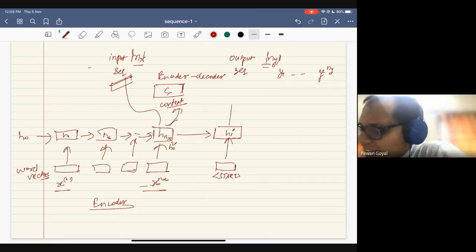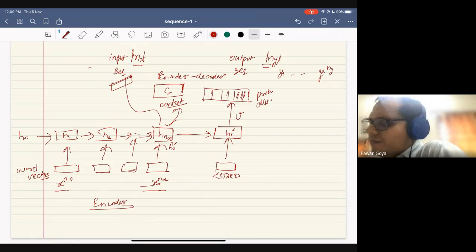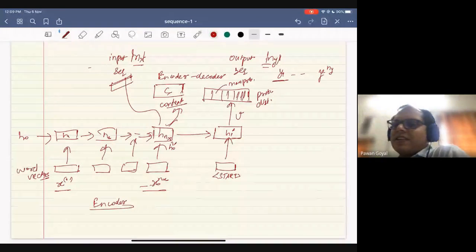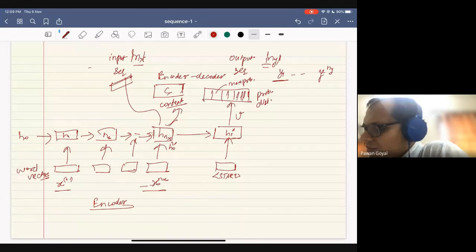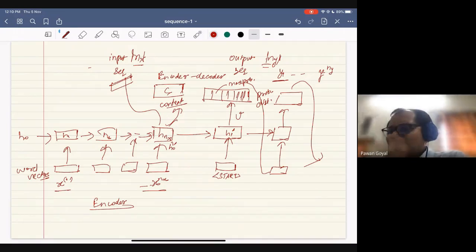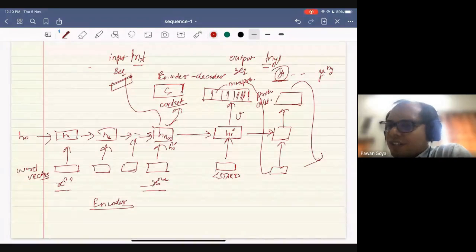And from this H1 prime, you generate your probability distribution. And this probability distribution will help you take the maximum probability word, and that is your first word in the sequence. And then if you are at test time, you feed it next, and so on. And if you are at training time, use that, compare with your sequence, compute your loss and do that training.